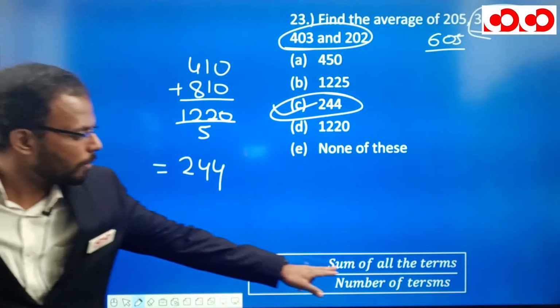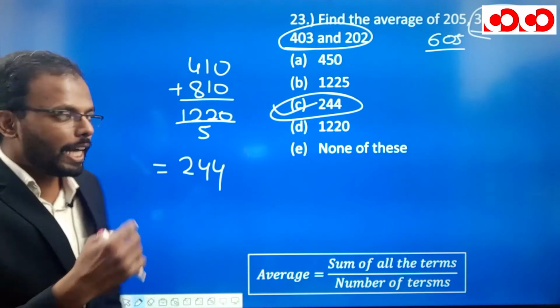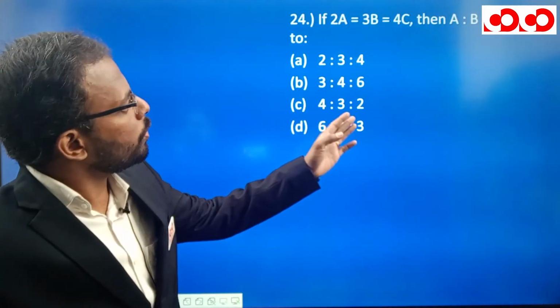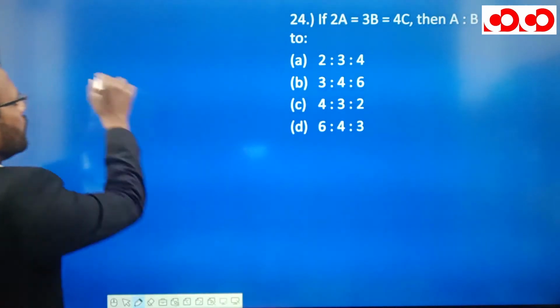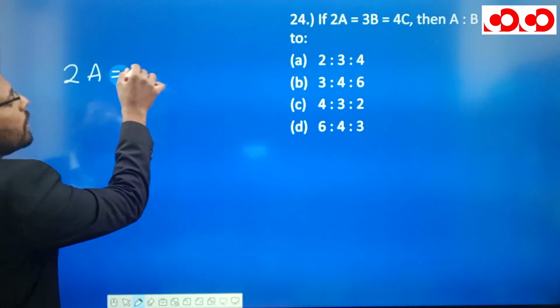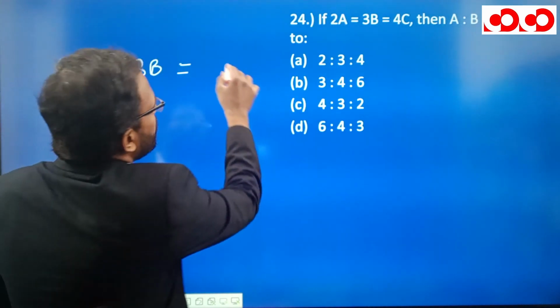So what we have done is sum of the numbers, which is 1220, divided by number of terms, which is 5. Let's move to the next question. 2a is equal to 3b is equal to 4c. Then what is a is to b is to c equal to? Very, very easy question. See, 2a is equal to 3b is equal to 4c is what is given.